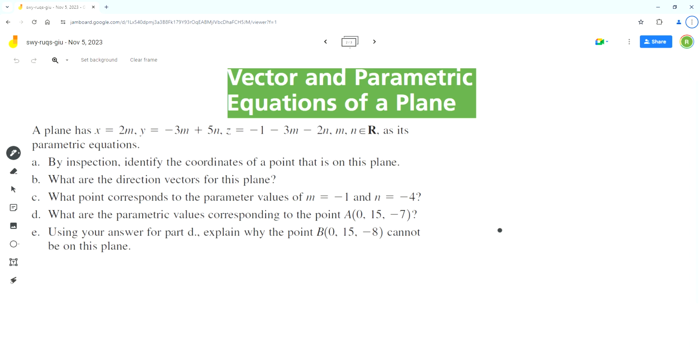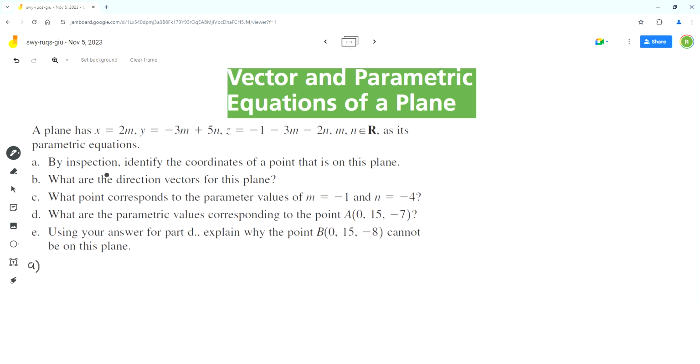So in this video, we'll solve this problem using the concepts of parametric equations of a plane. As per the problem, a plane has x equals 2m, y equals negative 3m plus 5n, z equals negative 1 minus 3m minus 2n, and m and n are parameters that can be any real number. So let's start with part A.